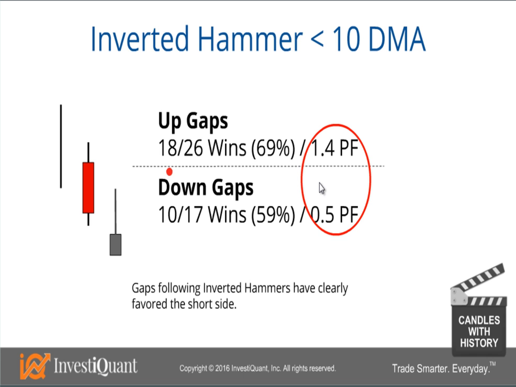If it's a down gap, watch out because the bigger moves have led to more selling, as evidenced by a profit factor of only 0.5. So the losses have been twice as big as the winners. So that's a short bias. And again, I've got the takeaways here.